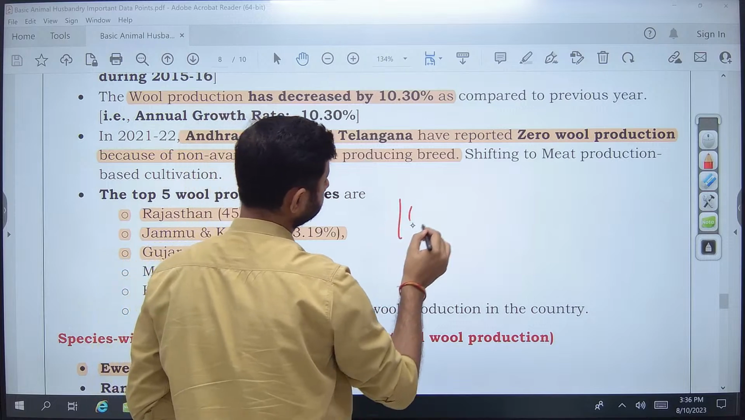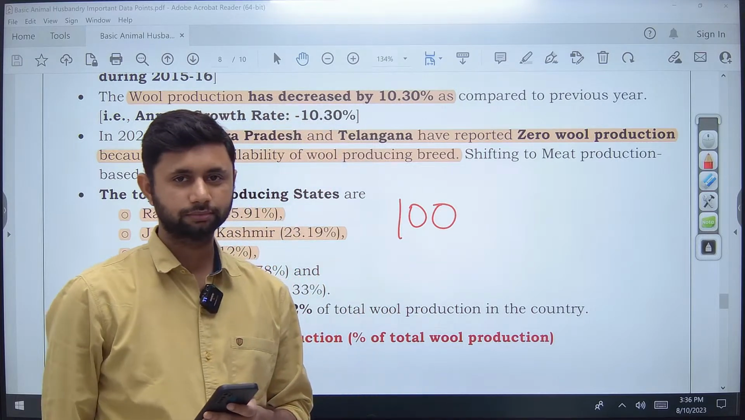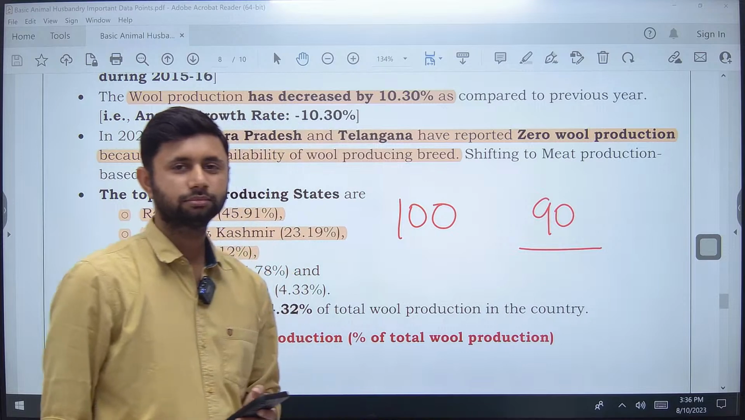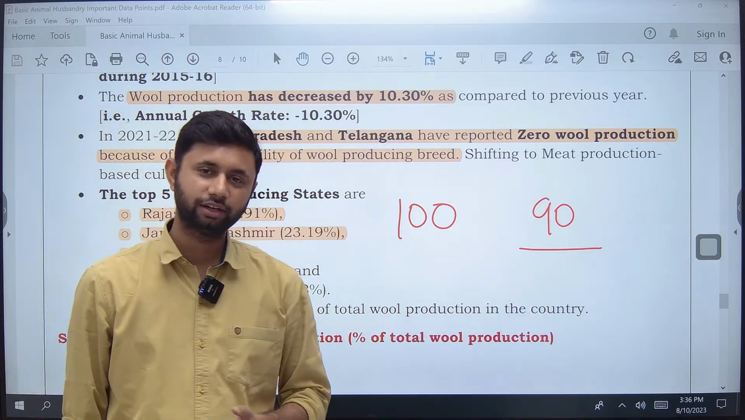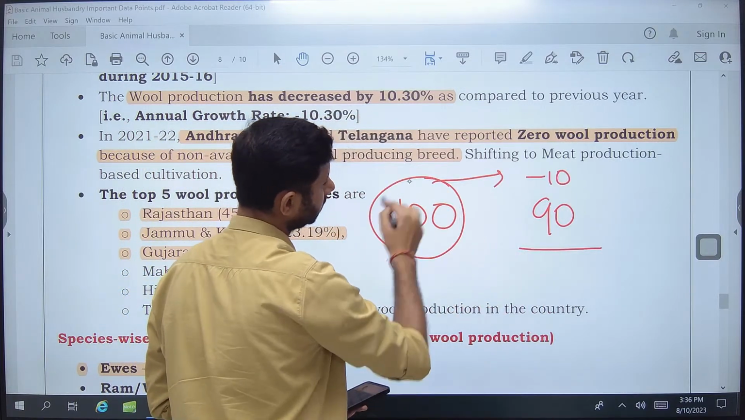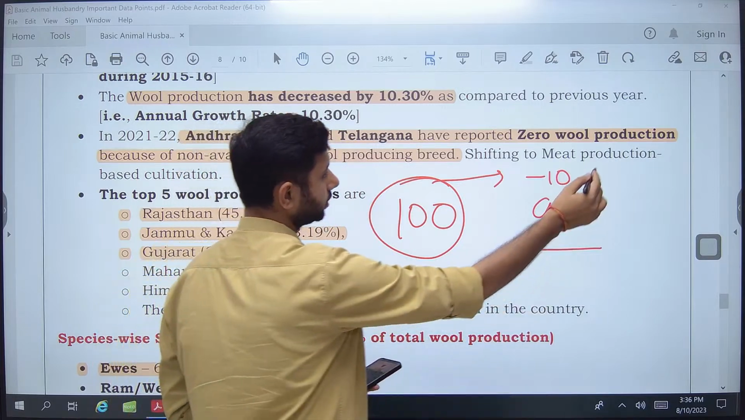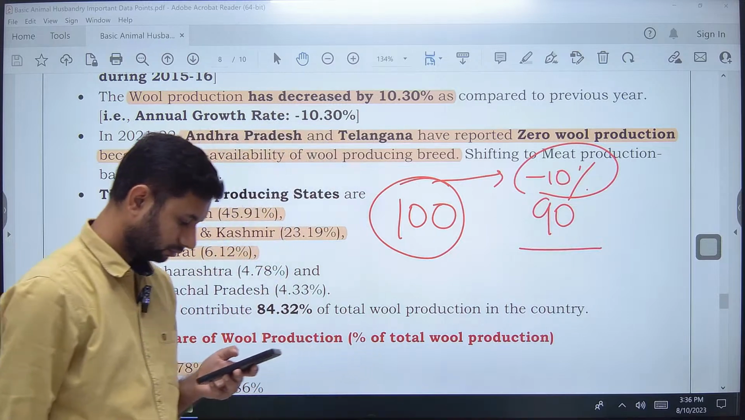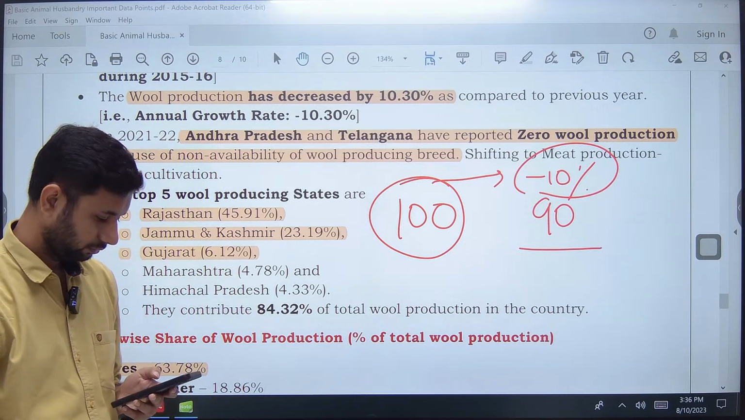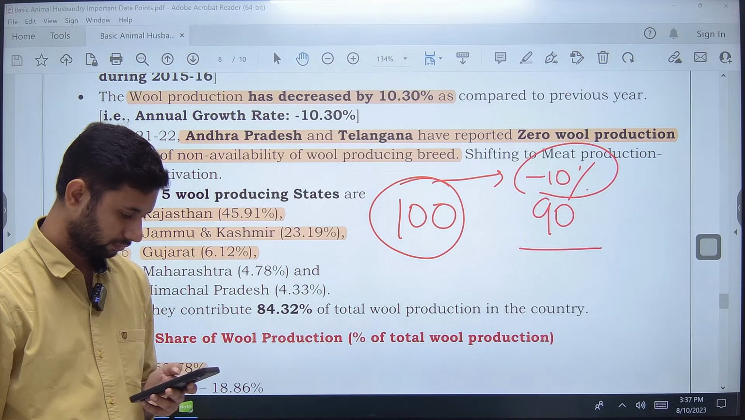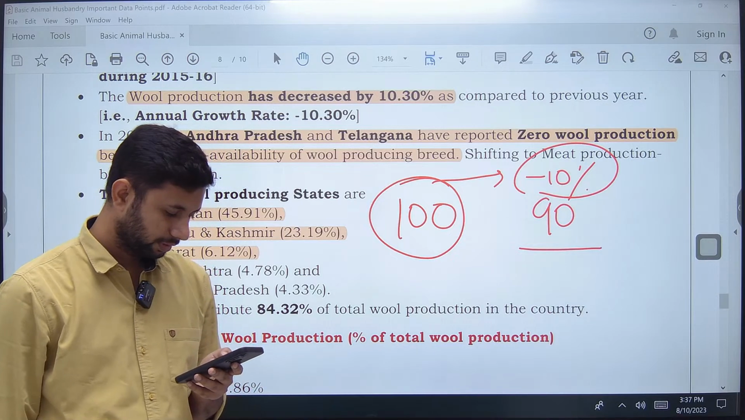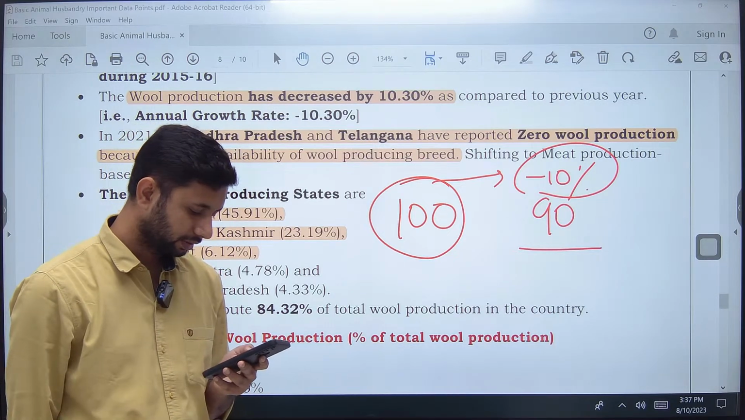Suppose this year you produced 100 products, okay, and next year you could only produce 90 products. So if we want to see this in terms of growth rate, then we can say we have produced minus 10 from previous year, okay. So this is minus 10%. Did you get this, Deva, or should I tell you again? Or is there any confusion remaining?